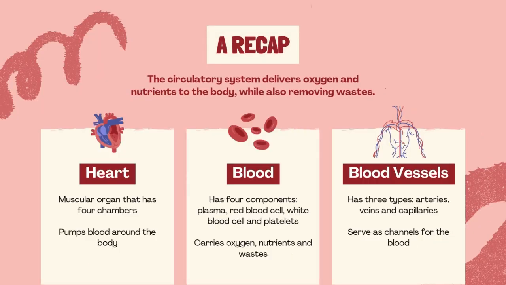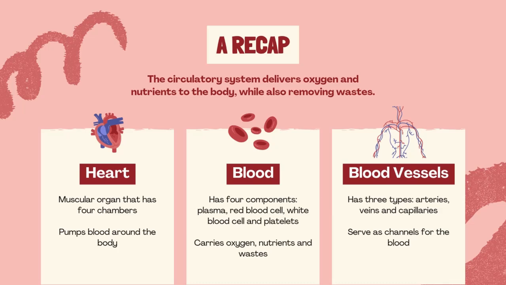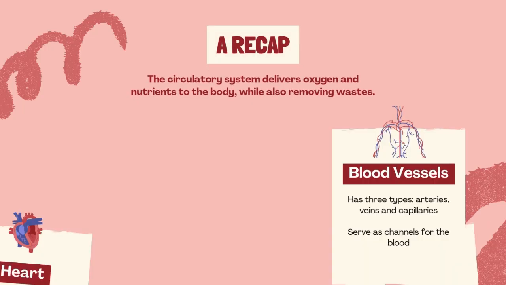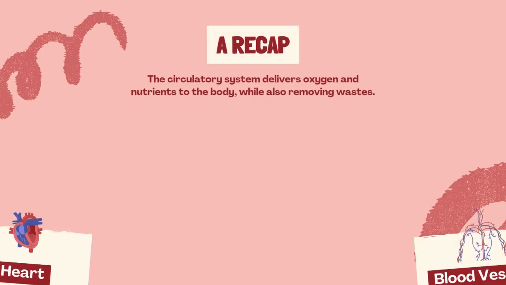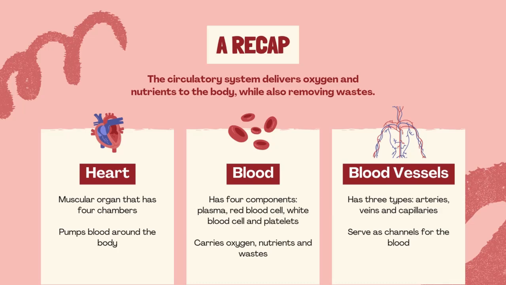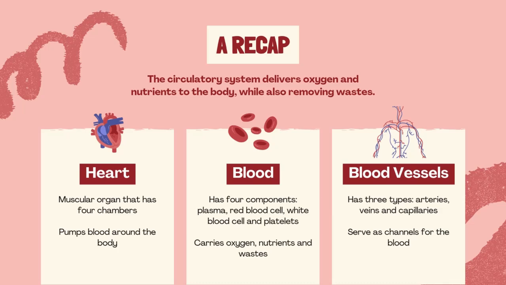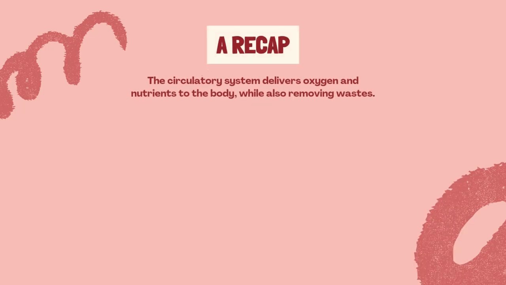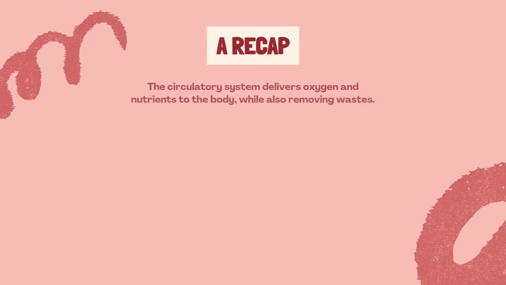A recap. The circulatory system delivers oxygen and nutrients to the body while also removing wastes. Heart. Muscular organ that has 4 chambers. Pumps blood around the body. Blood. Has 4 components: plasma, red blood cell, white blood cell and platelets. Carries oxygen, nutrients and wastes. Blood vessels. Has 3 types: arteries, veins and capillaries. Serve as channels for the blood.